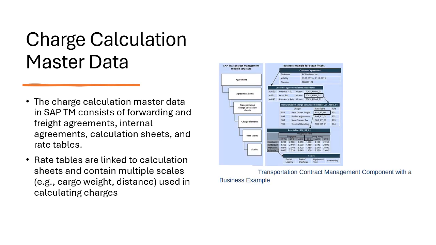And this figure shows transportation contracts and how they are structured within SAP TM. It also provides a business example which involves ocean freights, where each trade line has specific charge like ocean freight, bunker fees, which are managed through calculation sheets and rate tables.